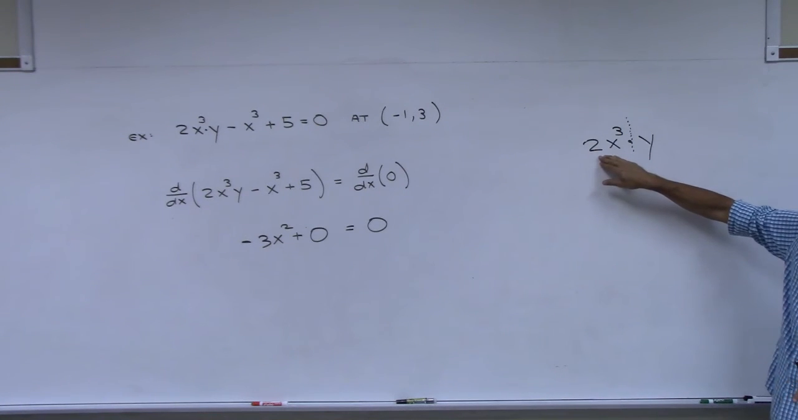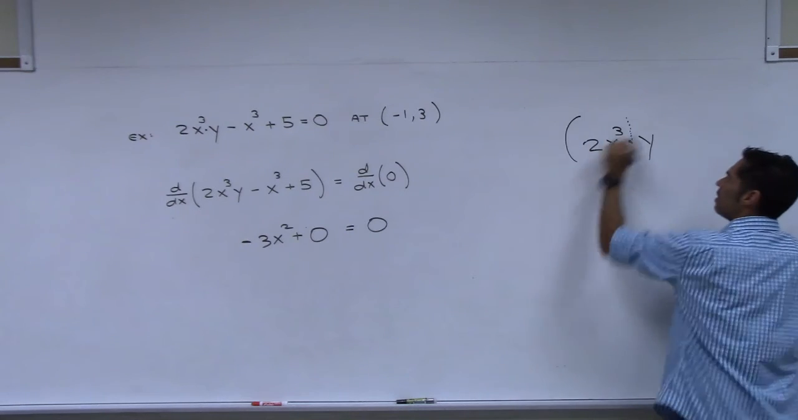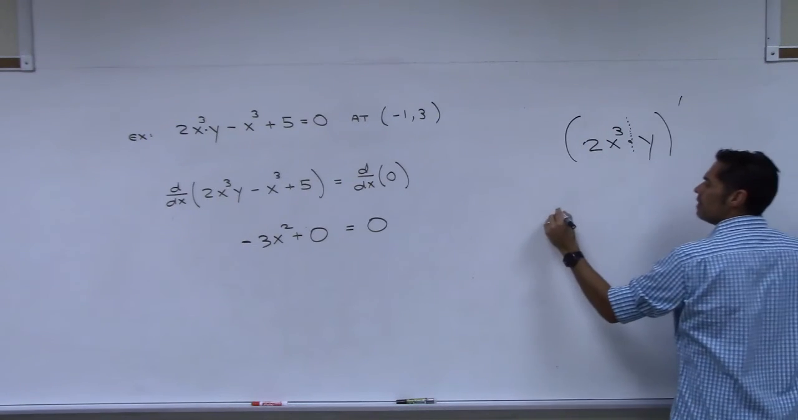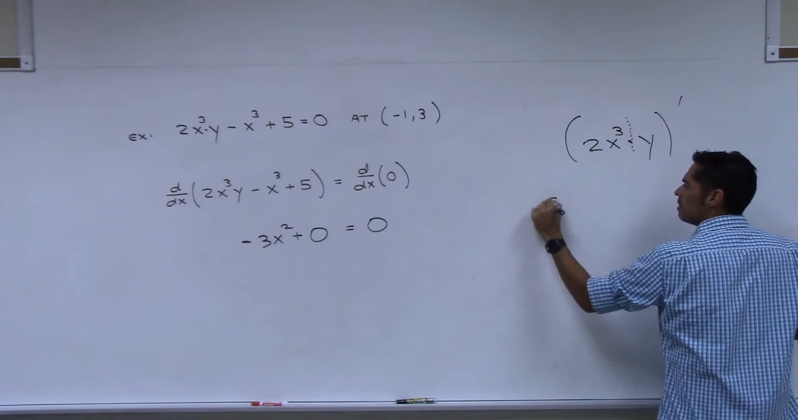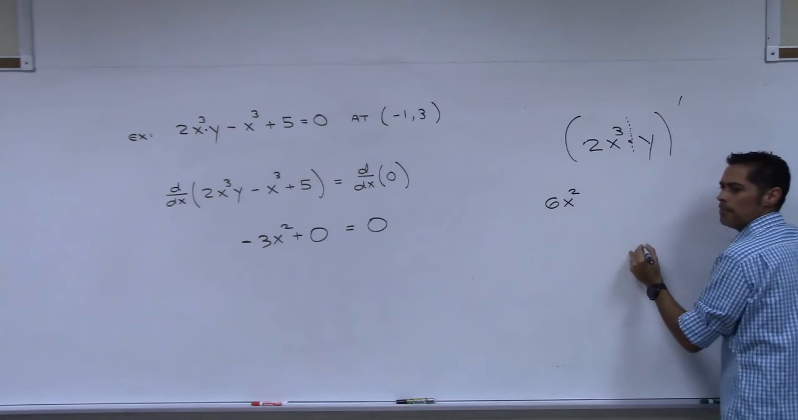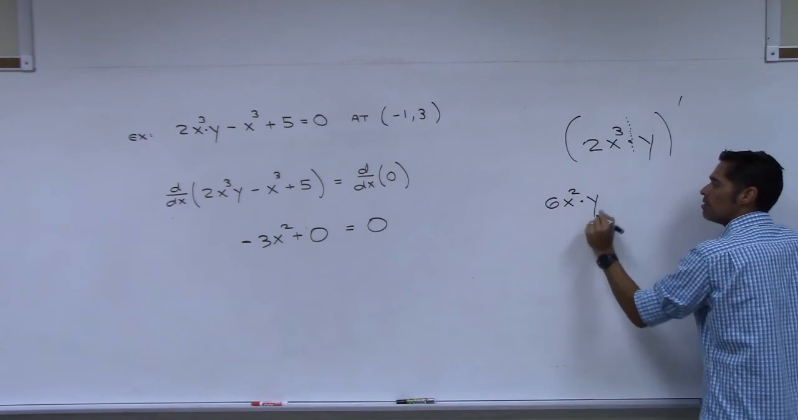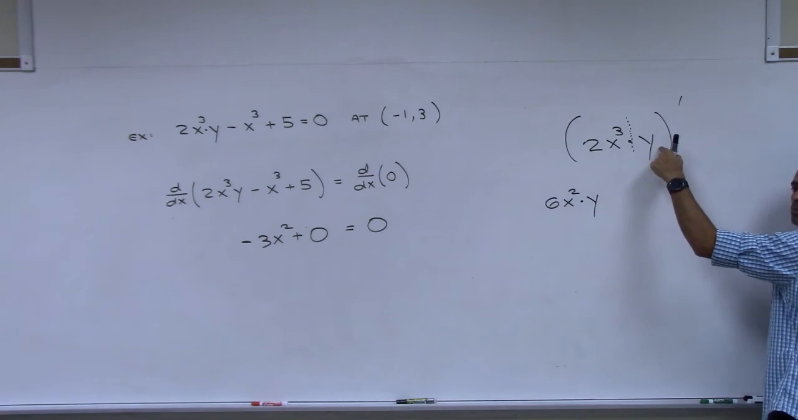So what is the derivative of 2x cubed? I'm about to take the derivative of this. Derivative of that is, what did you say? 6x squared, then what? Times y. So that's the derivative of the first one times the second one. Yes?